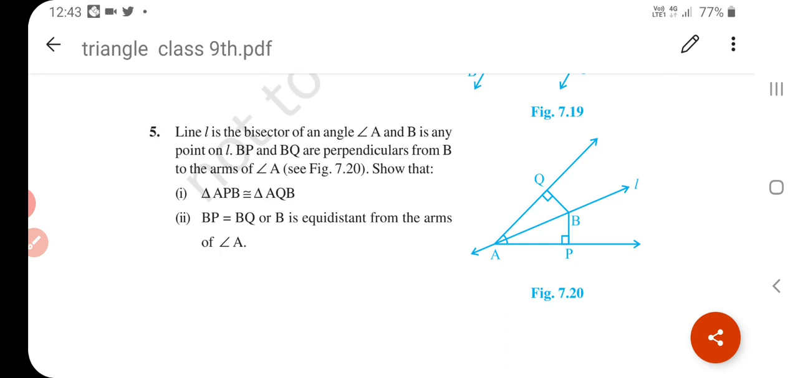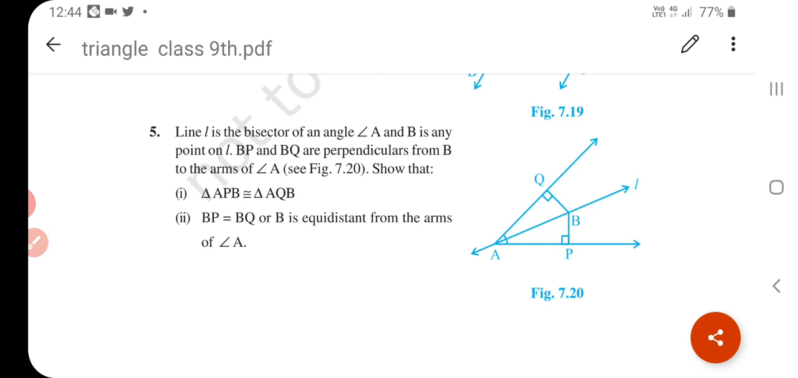Line L is the bisector of an angle A and B is any point on L. BP and BQ are perpendicular from B to the arms of angle A. You can see the two arms of angle A: first is AQ and AP. And AB is a line. Now the perpendiculars from B mean 90 degrees. Understand? So show that triangle APB is congruent to triangle AQB.